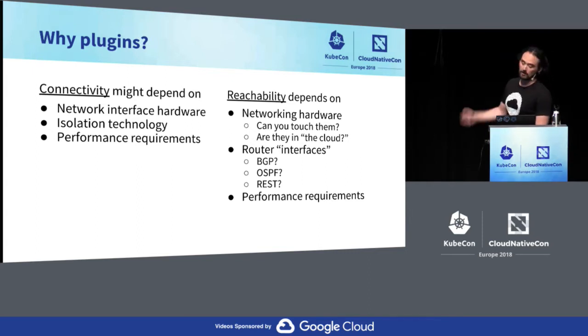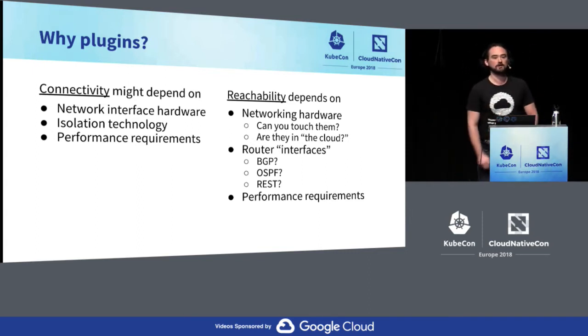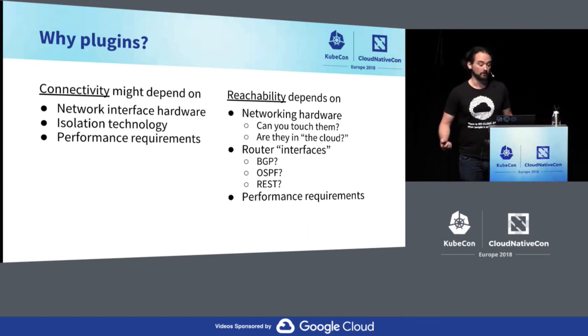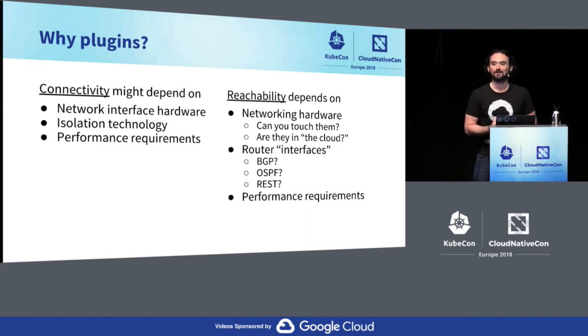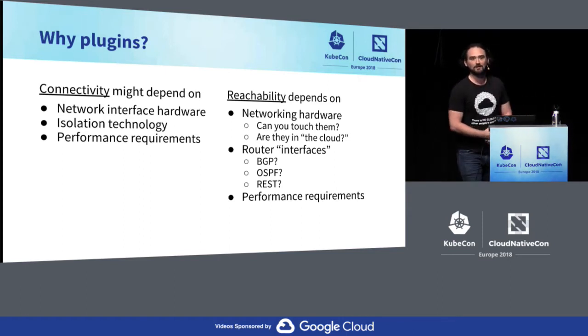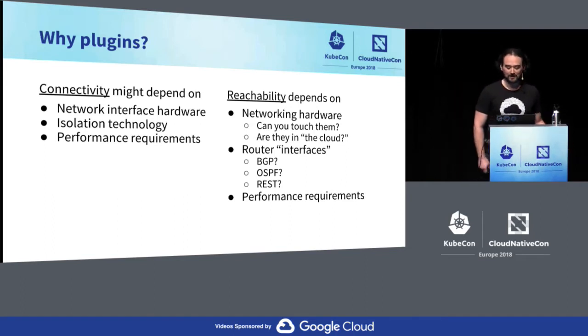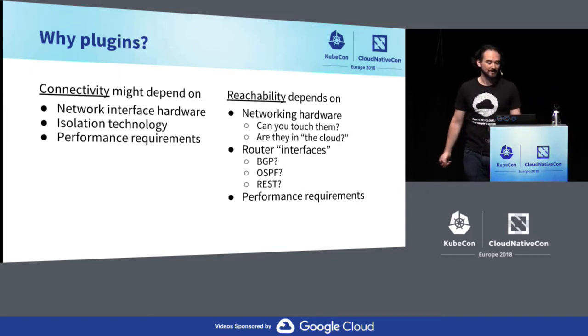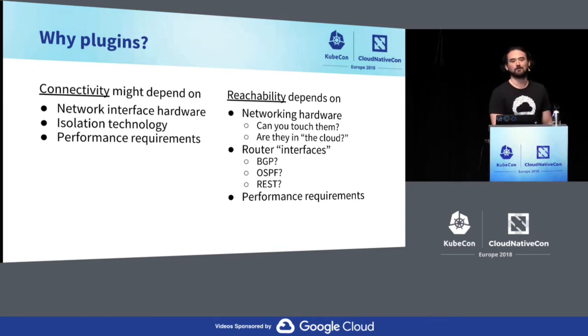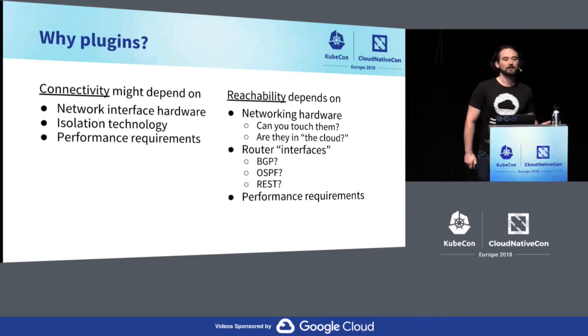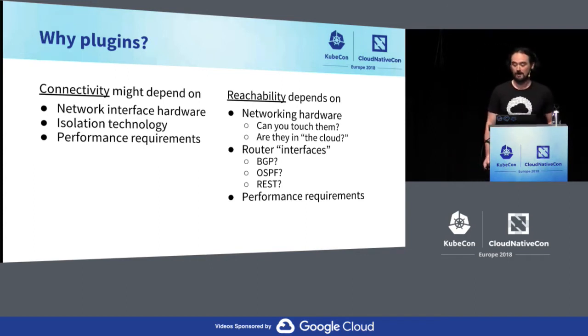Reachability depends on your networking hardware just the same, but not your networking hardware on the host. It depends on your networking hardware inside your broader network, right? So can you touch your networking hardware? Can you touch the people who can touch your networking hardware? Is the networking hardware, and are the people that can touch your networking hardware, yours or are they in the cloud, right? Like, there's no such thing as the cloud, it's just other people's routers, but nevertheless. How do you talk to your networking hardware? Do you talk something traditional like BGP or OSPF? Do you have a custom REST interface? And of course, what are your performance requirements and what's your budget, right? All of these things have wildly different answers for wildly different circumstances. So it's natural to think that we should have a plugin system for that.